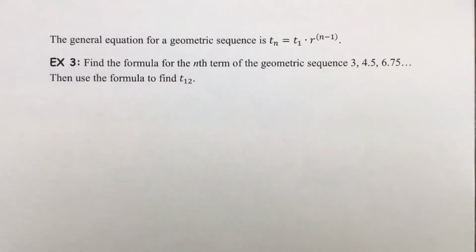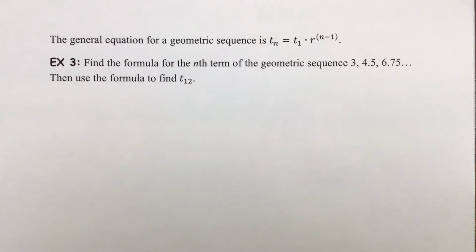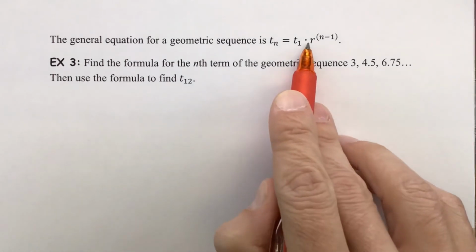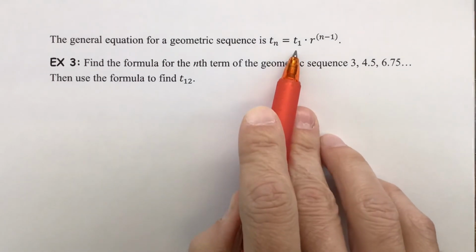The general equation for a geometric sequence is not that much different than the arithmetic sequence. You still have to have a starting value T1, but instead of adding a certain amount over and over again, what you're going to be doing is multiplying by a certain number over and over again, which you can show as times r to a certain power. That power is going to be n minus 1, like what we saw in the arithmetic sequence, because your first term is your first term.